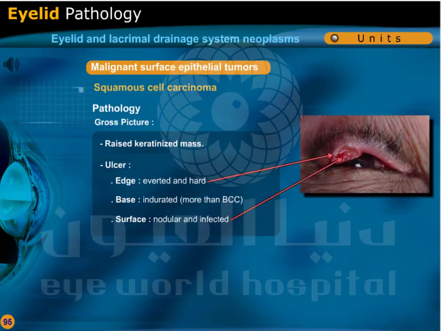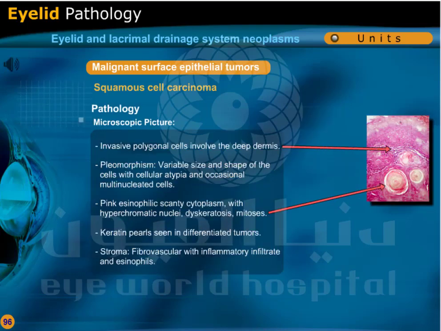Squamous cell carcinoma appears as a raised keratinized mass. The ulcer has an everted and hard edge, an indurated base more than basal cell carcinoma, and a nodular and infected surface. Microscopically, we can find invasive squamous cells, pleomorphism, that is variability in size and shape of cells, pink eosinophilic scanty cytoplasm with hyperchromatic nuclei, dyskeratosis and mitosis, intraepidermal keratin pearls, cellular atypia, multinucleated cells, and the stroma is scanty with eosinophilic cytoplasm.